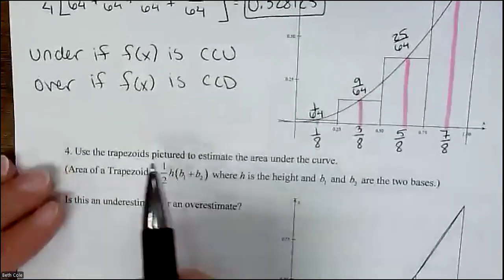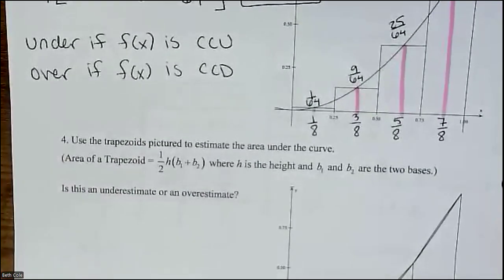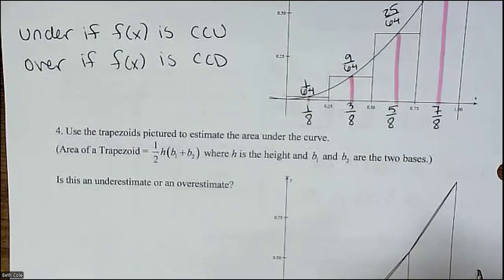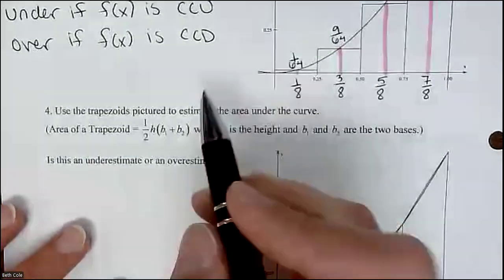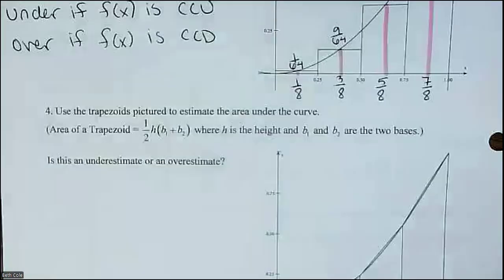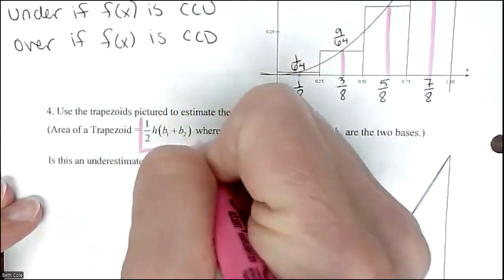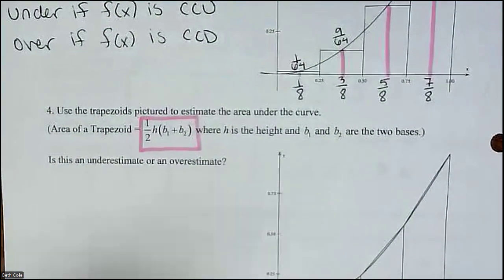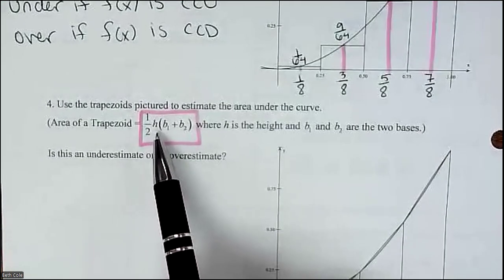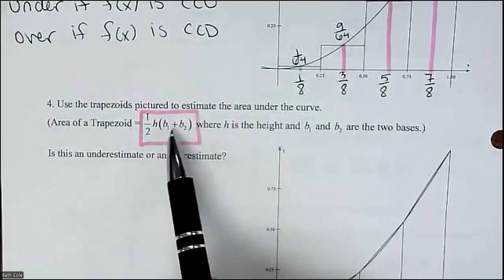All right, and then the last type of sum is a trapezoidal sum. So instead of rectangles, you're going to use trapezoids. Do you all know what a trapezoid is? 2 sides are parallel. The other 2 aren't. You do need to know the area formula for a trapezoid. That's one that you have to have memorized. It's 1/2 the height, and then you add the bases together.